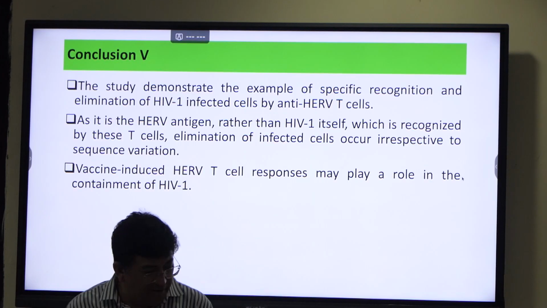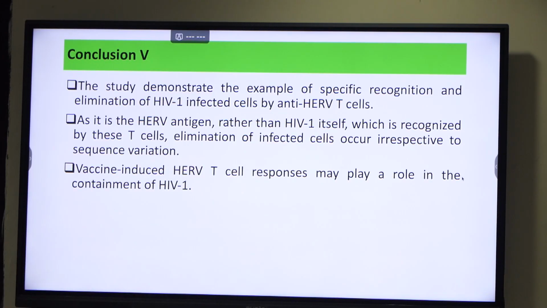And you see that the conclusion for this part is: the study demonstrates an example of specific recognition and elimination of HIV-1 infected cells by anti-HERV T cells, as it is the HERV antigen rather than HIV itself which is recognized by these T cells. Elimination of infected cells occurs irrespective of the sequence variation in HIV, right? Vaccine-induced HERV T cell response may play an important role in containment of HIV-1, right?